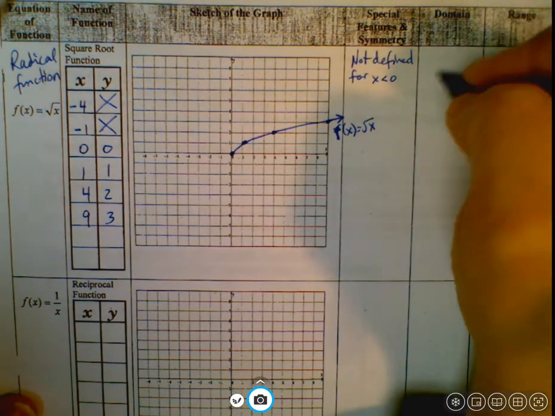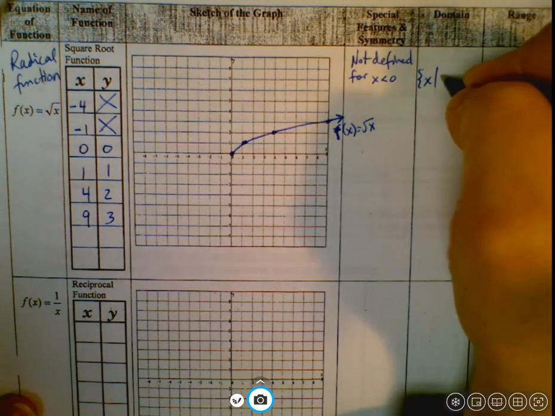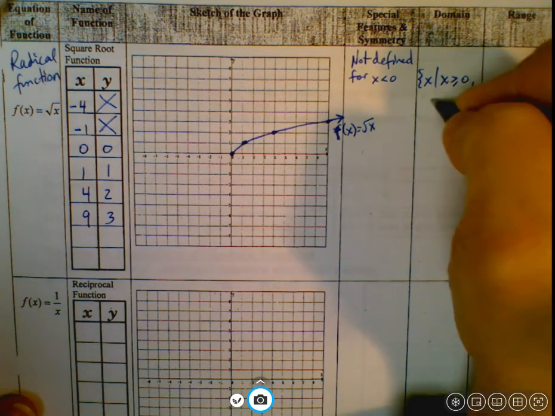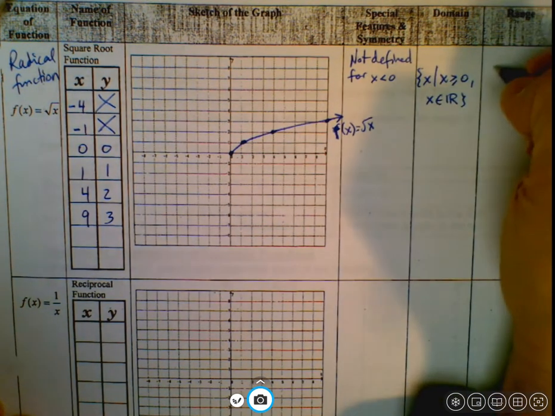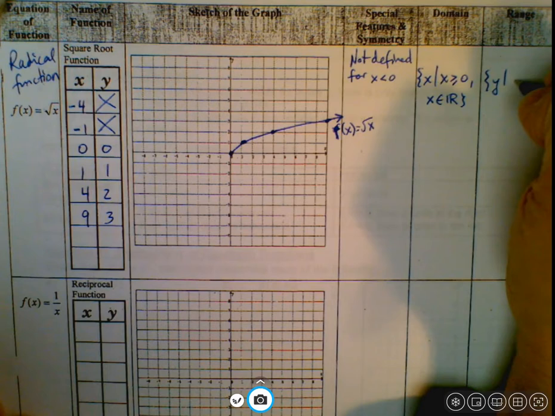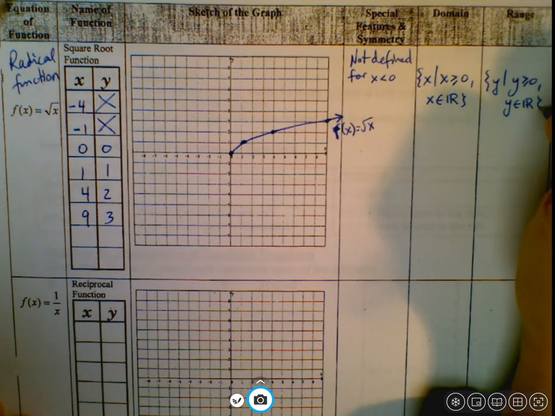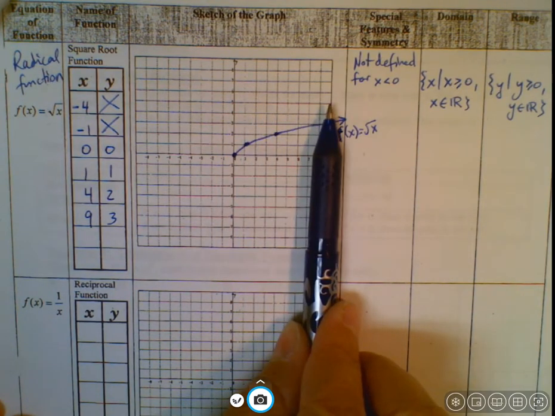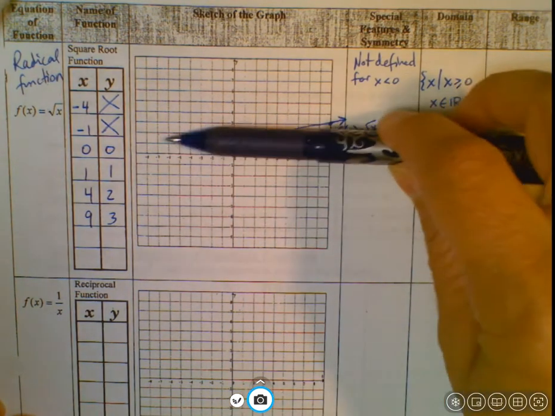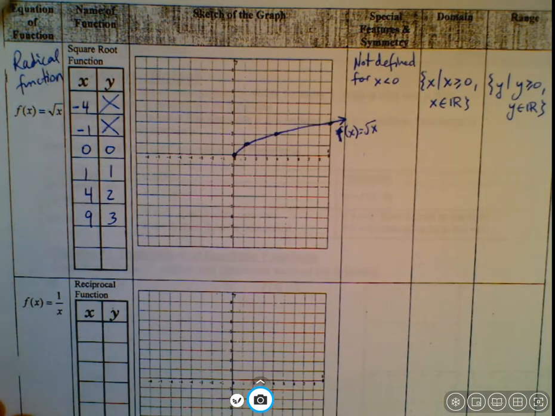Domain. So the domain would be the set of all x's such that x is greater than or equal to 0, and x is an element of the real numbers. And range is the same. The range is the set of all y's such that y is greater than or equal to 0, and y is an element of the real numbers. So again, domain is everything larger than 0. Range is everything larger than 0.